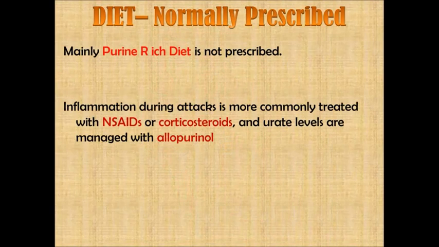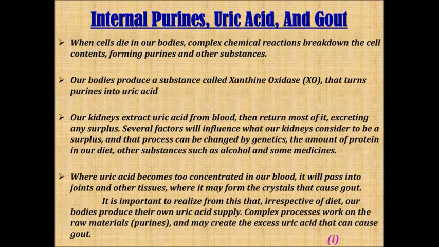Normally, purine-rich food is not prescribed as a diet for these patients, and it is normally treated with NSAIDs or corticosteroids, and urate levels are managed with allopurinol. But in this slide further, we will come to know about other myths and other information about this diet. Internal purines, uric acid and gout.